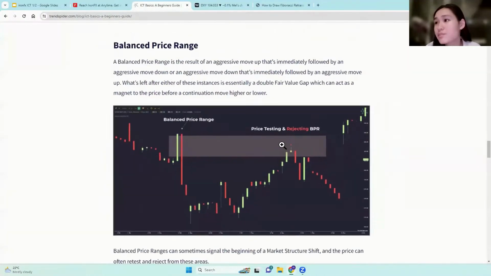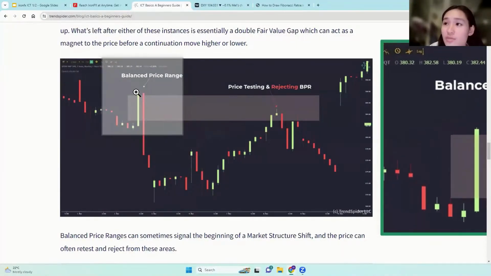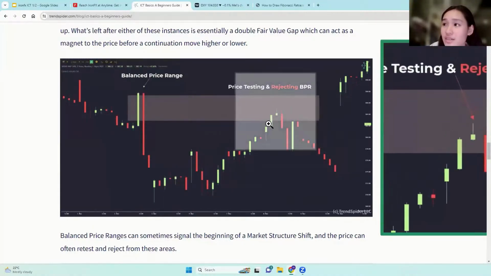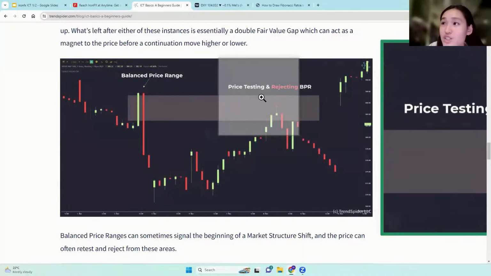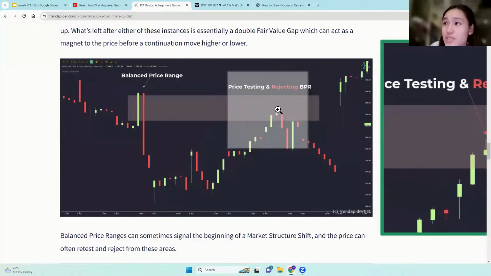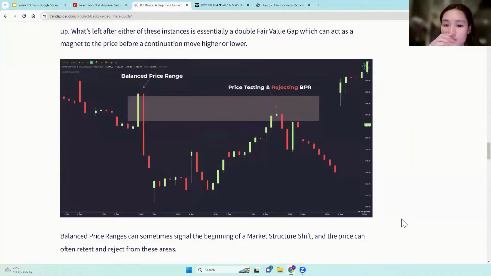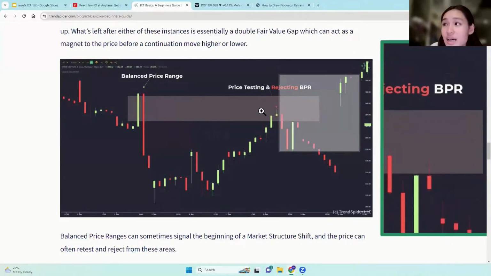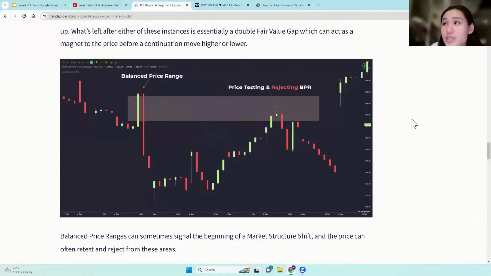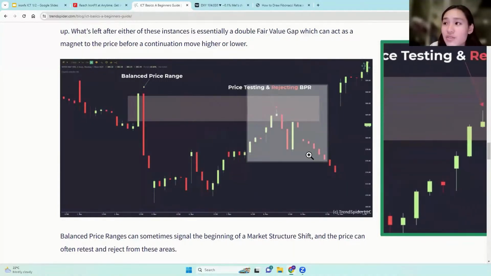Basically, this is what we are looking at. We have a balanced price range up here, which is essentially where price rebounds off of a resistance level, drops, and then tests that level again. Here it says price testing and rejecting your BPR. If you were here for our support and resistance levels, we're just talking about a double swing high here, where price reverses off of the same resistance level as before. The reason why we are highlighting this entire area is because that's where we see price being attracted to. It tends to be attracted to such areas and then reverses off of it.